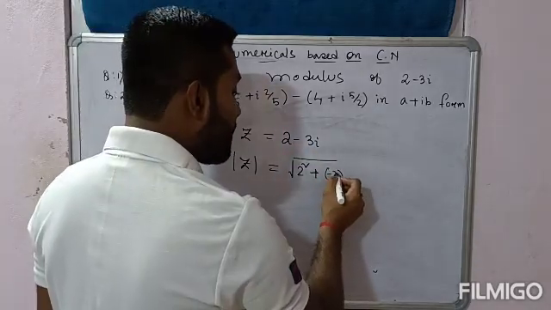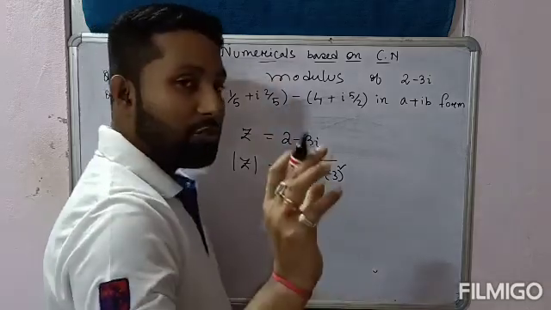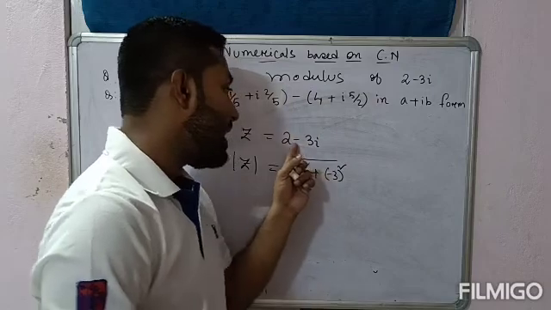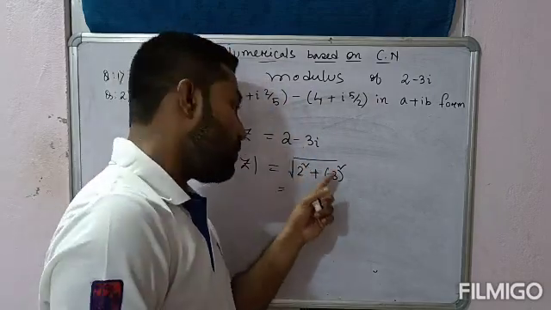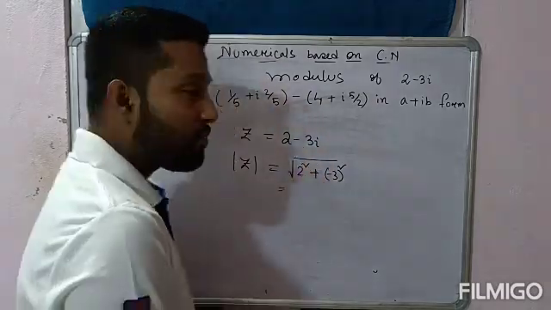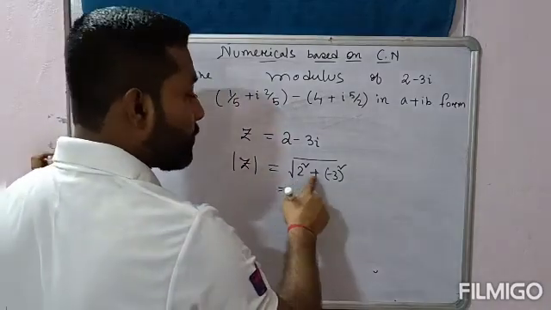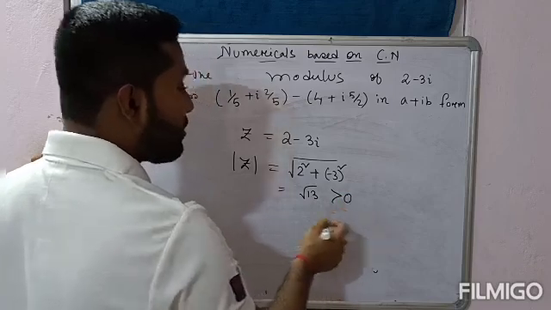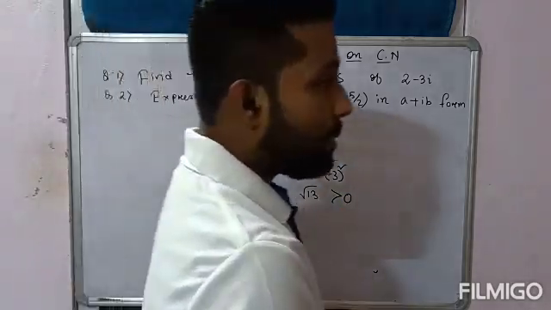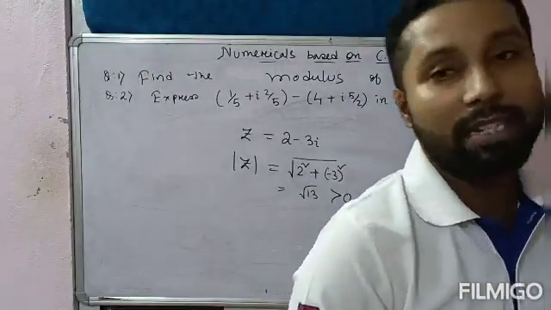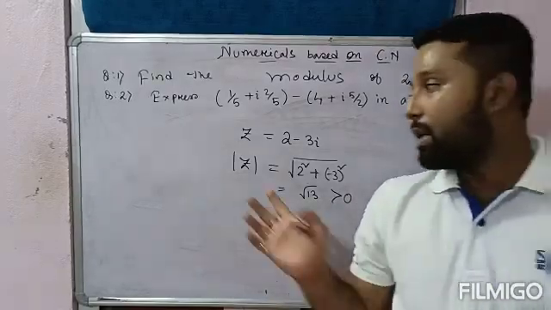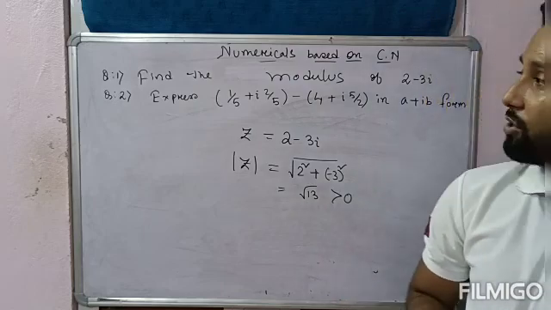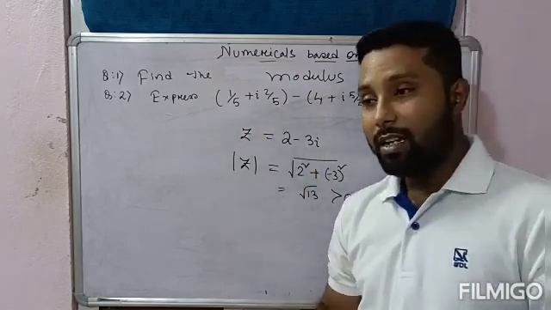Okay, minus 3 whole square, because the actual standard form of a complex number is a plus ib, but since here minus sign is there, so that's why I have written here minus 3 whole square. So 2 square, that is 4 plus 9, so root over 13, which is always greater than 0. और ये बात हमेशा याद रखना पड़ेगा कि मॉडुलस का वैल्यू हमेशा ग्रेटर देन 0 होना चाहिए, because modulus means it is an absolute value. Alright, so in this way you can find modulus.